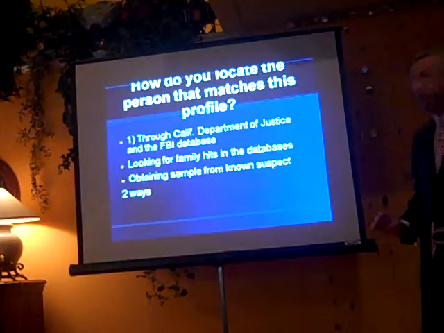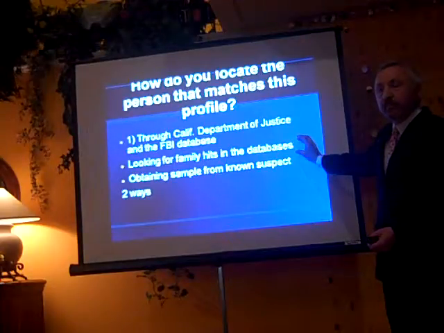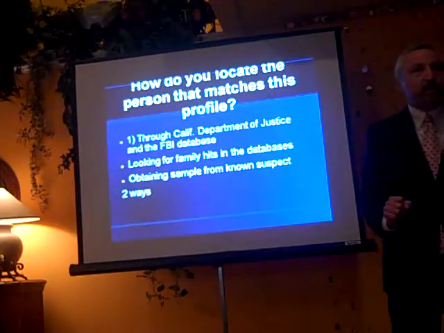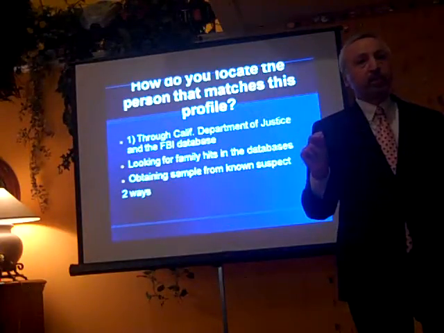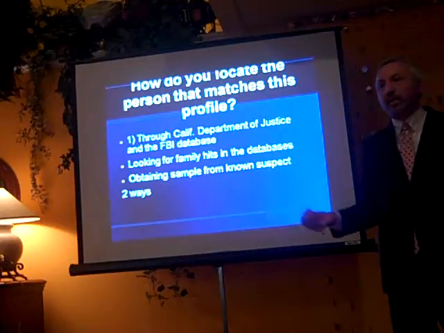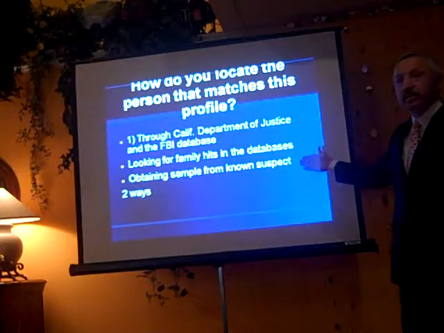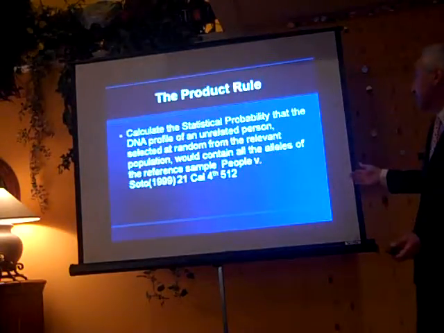and see if there's a match. If they strike out there, there's a California database. Anybody that's convicted of a felony or a particular misdemeanor has to give a DNA sample, and the authorities can run the DNA that they got from the crime scene in that database to see if there are any matches there.